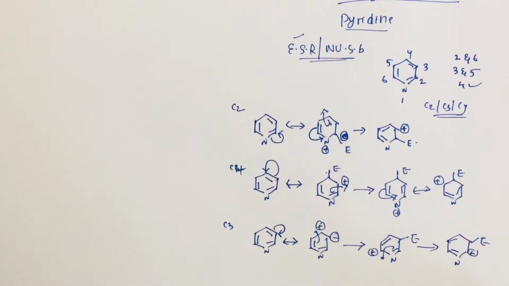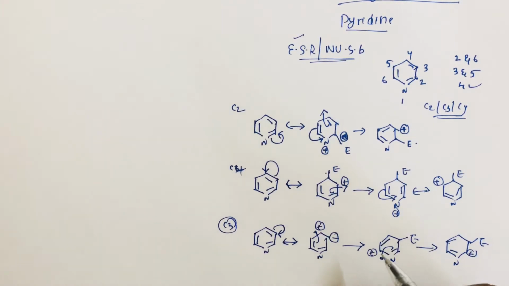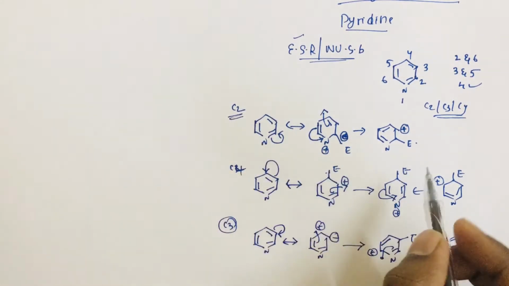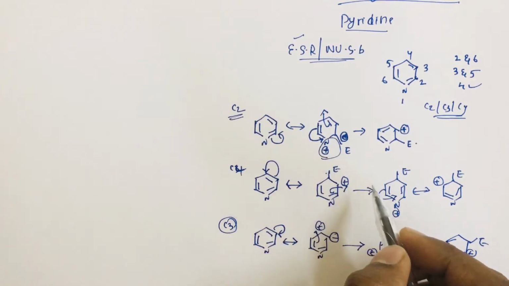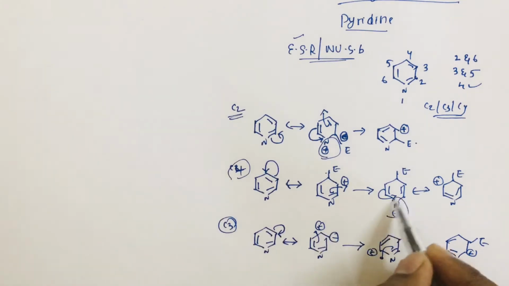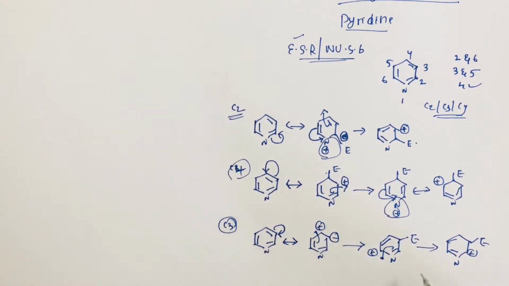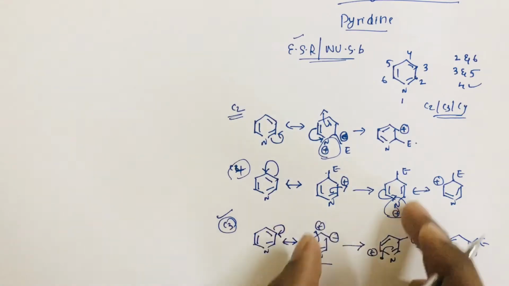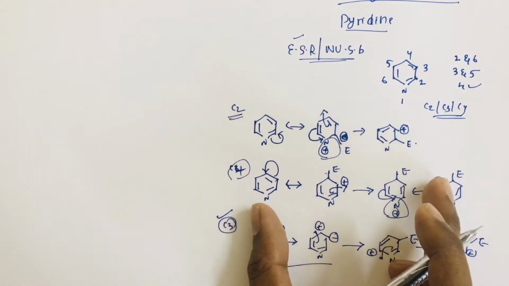So when we are talking about the C3 position, the only difference we can see is that in C2 attack there is a positive charge on nitrogen, and at C4 also there is a positive charge on nitrogen, but at C3 there is no positive charge on the nitrogen. Because of that, the electrophilic substitution reaction in pyridine preferably takes place at the C3 position. So why is it not taking place at C2 and C4?